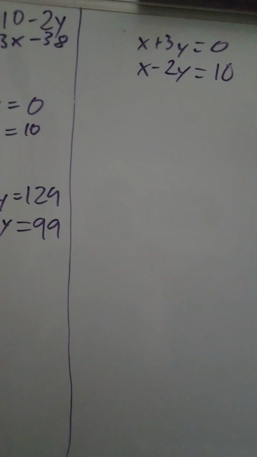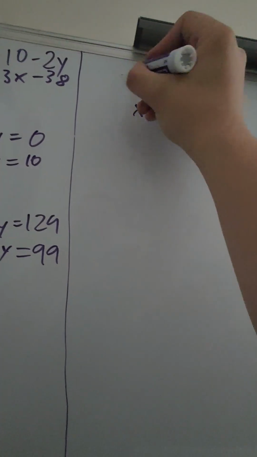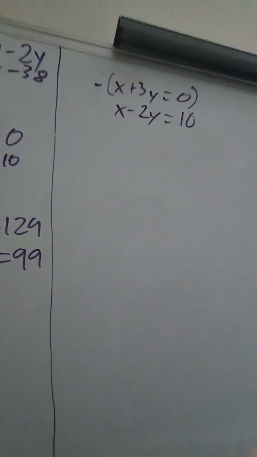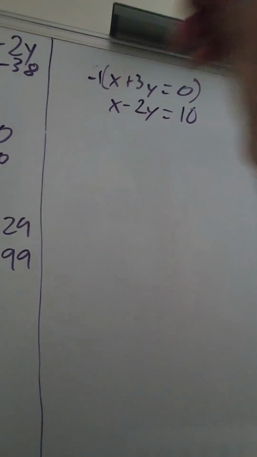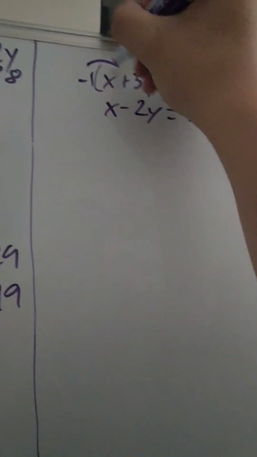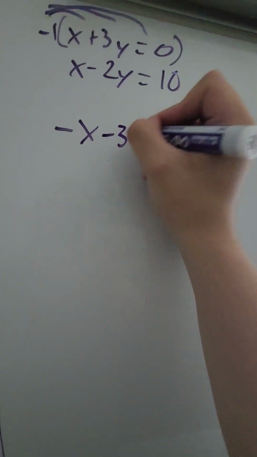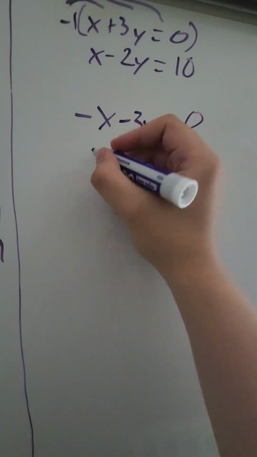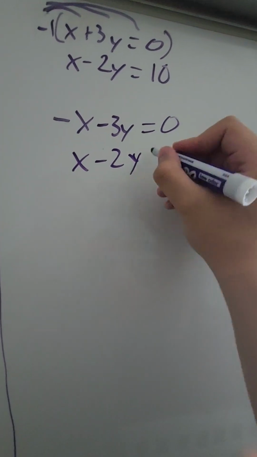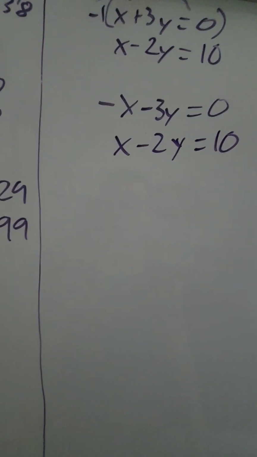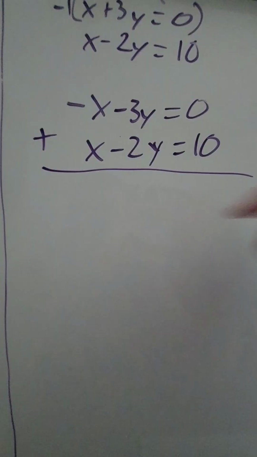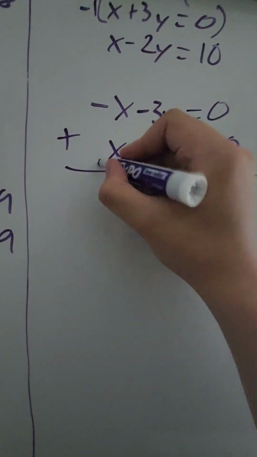So what I'm going to do is take the top equation and multiply everything by negative 1. You can just distribute, right? So I'm going to rewrite this as negative x, then negative 3y, and it'll still be equal to 0, and then you have your x minus 2y is equal to 10. Now you can use elimination, because when you add them, this negative x and that x will cancel each other.